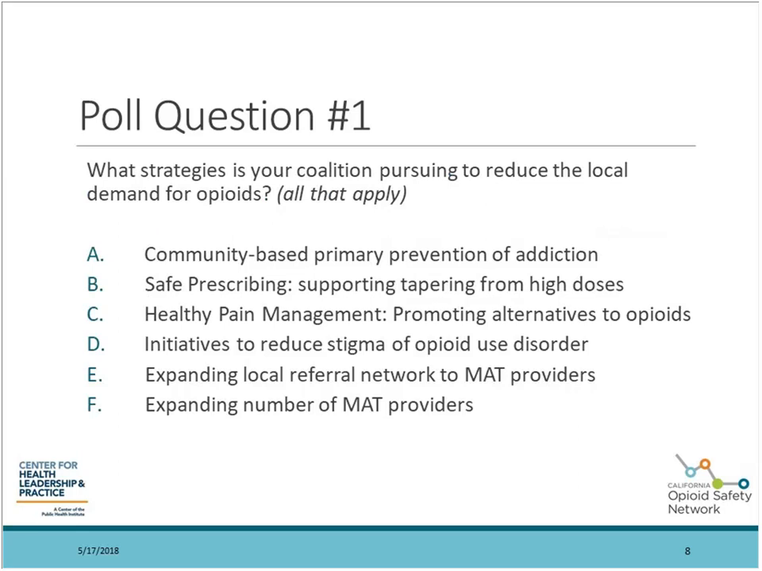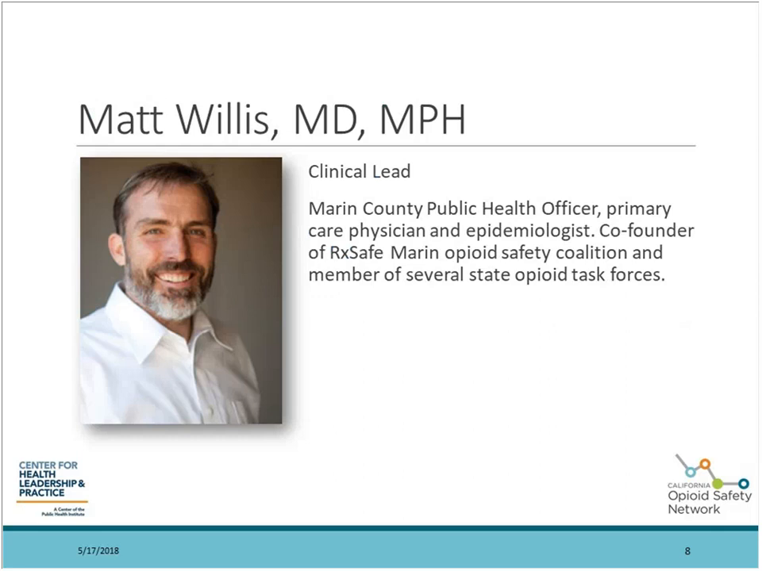A is community-based primary prevention of addiction. B, safe prescribing and supporting tapering from high doses. C, healthy pain management and promoting alternatives to opioids. D, initiatives to reduce stigma of opioid use disorder. E, expanding local referral networks to MAT providers. And F, expanding the number of MAT providers. So please take some time to fill out the poll and click all that apply in terms of which strategies your coalition is already working on.